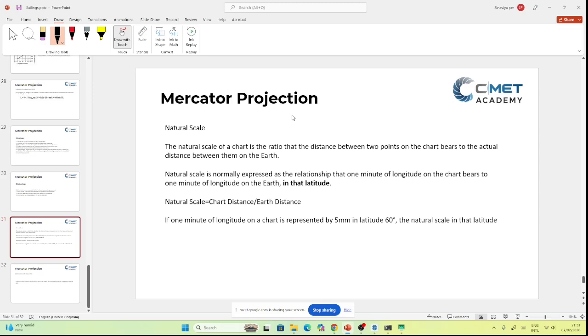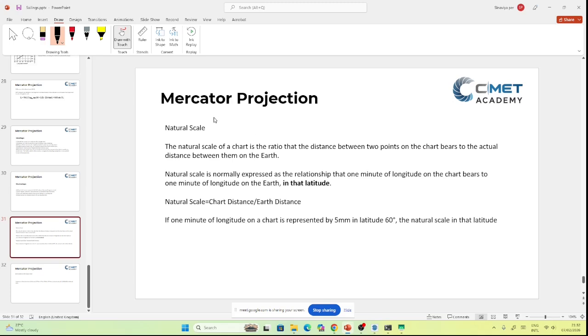So in nautical charts also you have a natural scale. If you have a chart, try to take an image of the chart scale, and please put it in the group so that I can take it and show it here, because I don't have a chart with me, right?